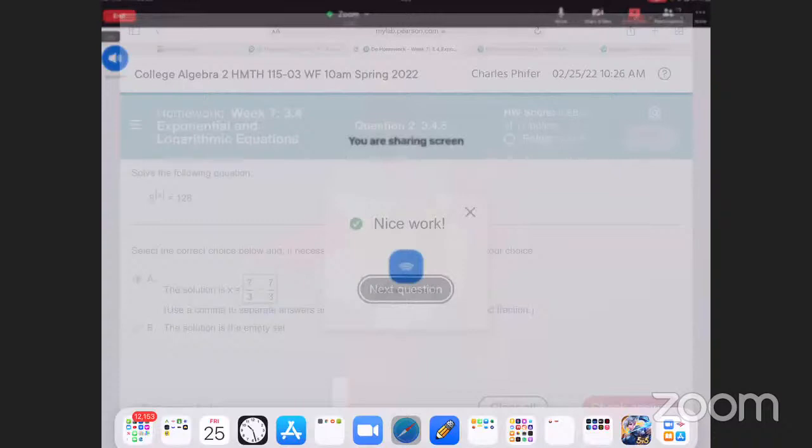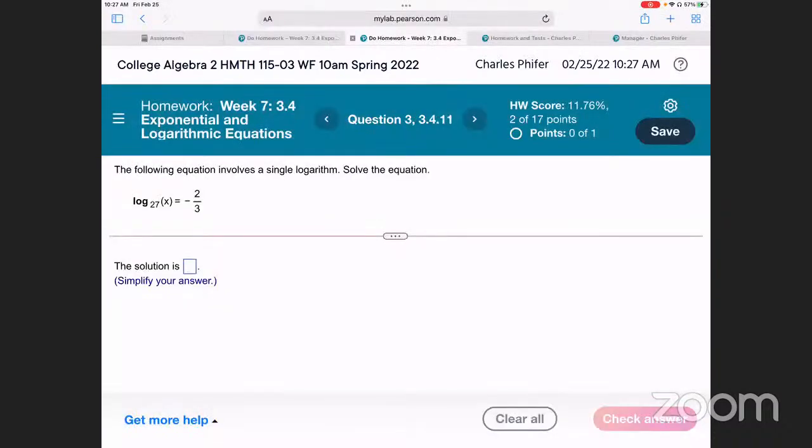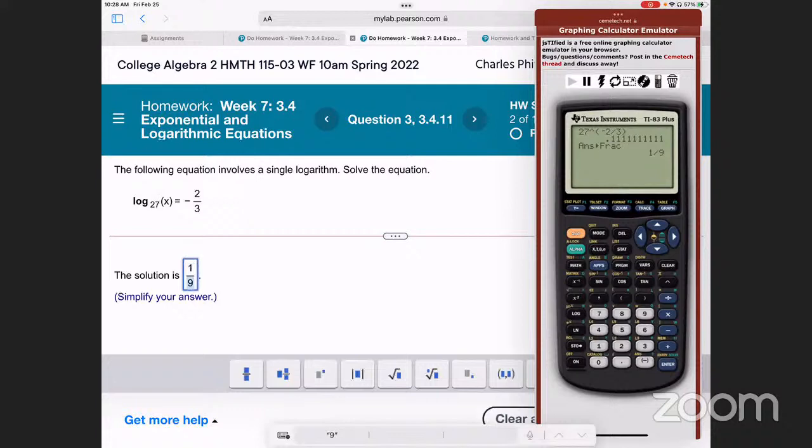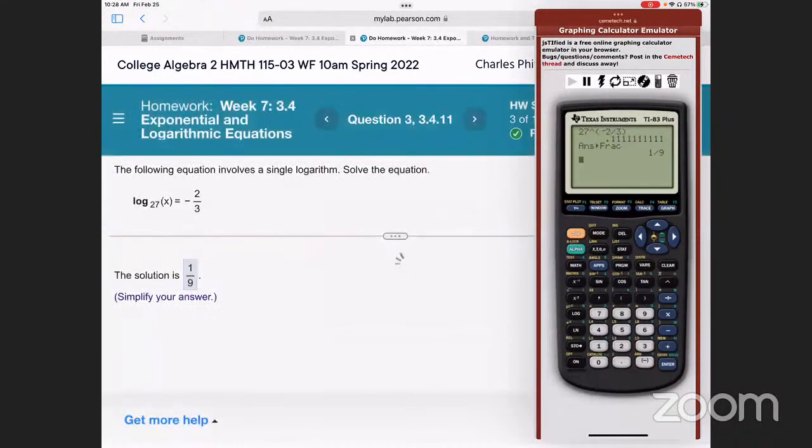Okay, let's go on to the next question. The following equation involves a single log. Solve the equation, right? To solve a log equation, we convert it to an exponential. The base 27 of the log, we can swing it to the right and it becomes the base of the exponent. So this one is x equals 27 to the power of negative 2/3, right? We can use calculators. There's nothing that says we can't. So 27 to the power of negative 2/3, close off the exponent, hit enter. I'm going to hit math, as a fraction, simplify your answer. Let's go with 1/9. If I need to write that out or if anything is not clear, just let me know and we can talk about it. Otherwise, I'm going to move on.